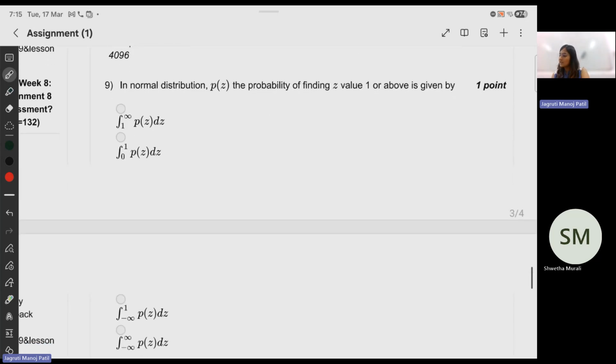In the normal distribution, what's the probability of finding z over 1 or above is given by what? So we want to find a value of z as 1 or above. So just look at the limits here. Will it be the first option? 1 to infinity. Yes. So 1 to infinity.